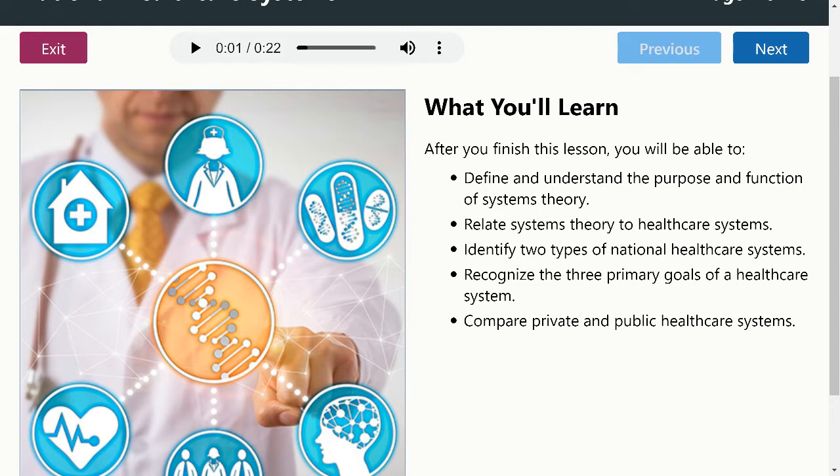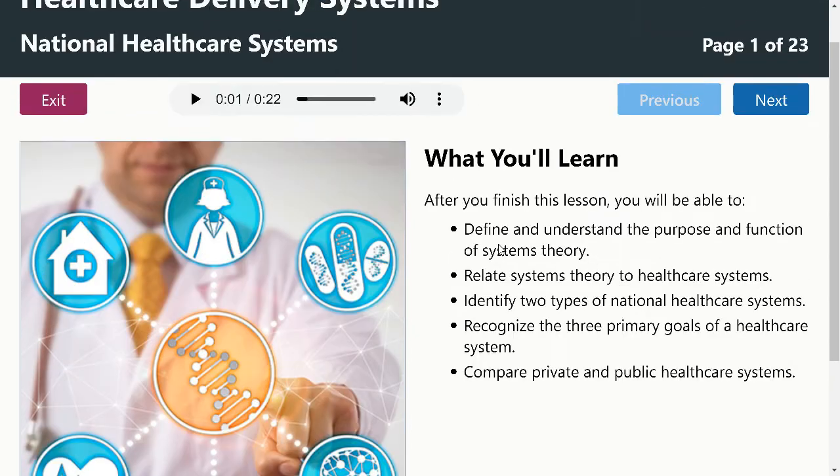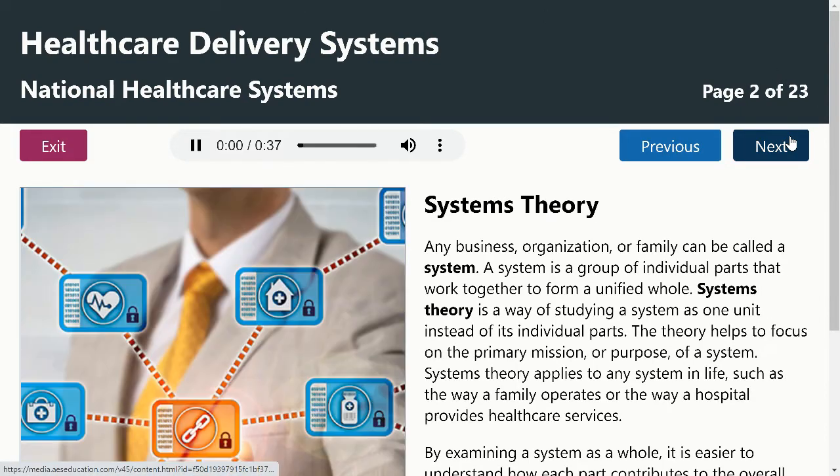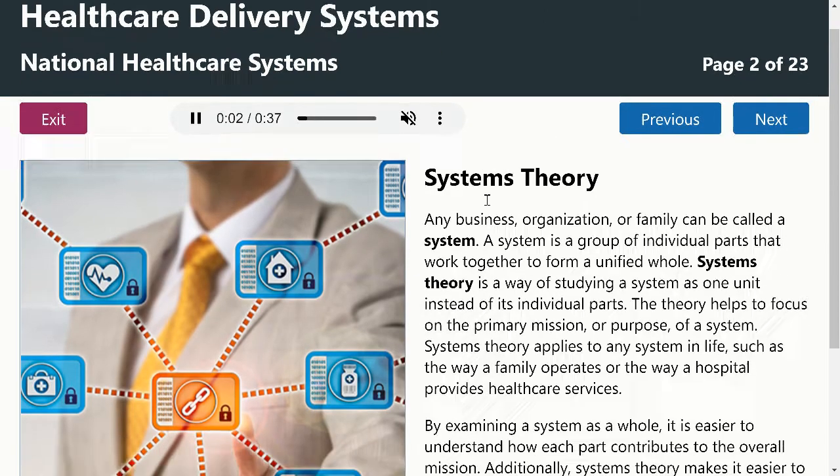Alright, so our objectives are to define and understand the purpose and function of system theory, relate system theory to healthcare systems, identify two types of national healthcare systems, recognize the three primary goals of a healthcare system, then compare private and public healthcare systems. So y'all know the difference between the two.